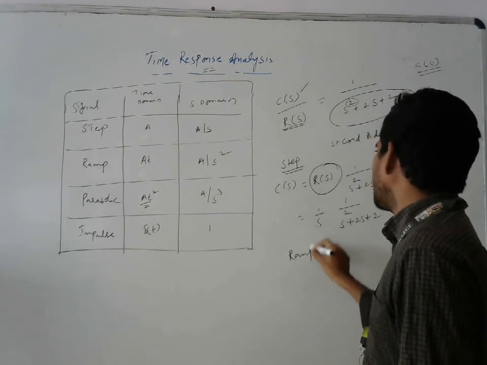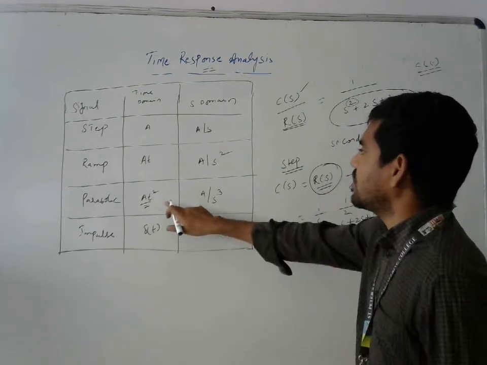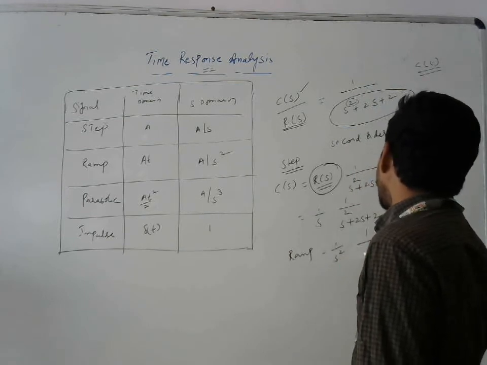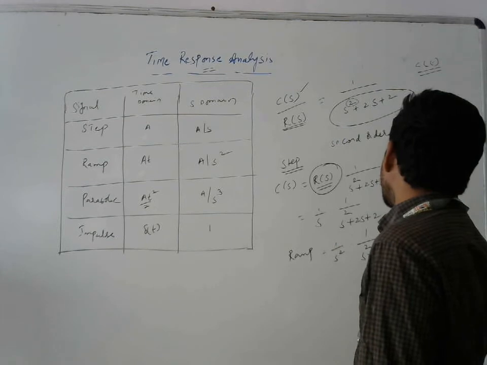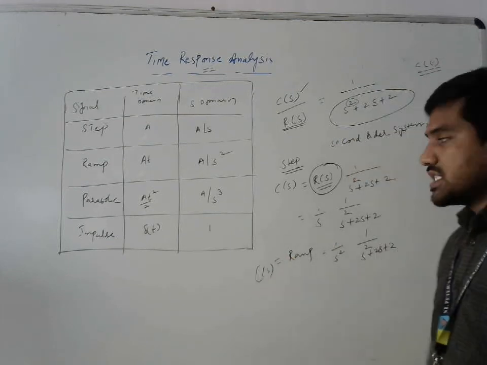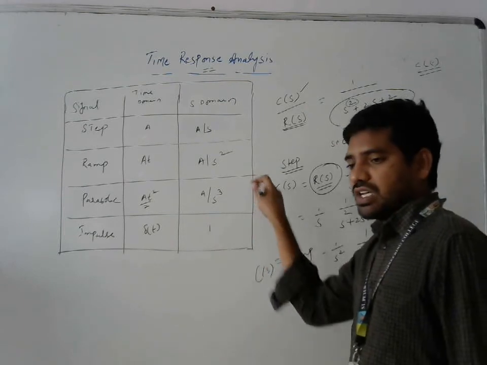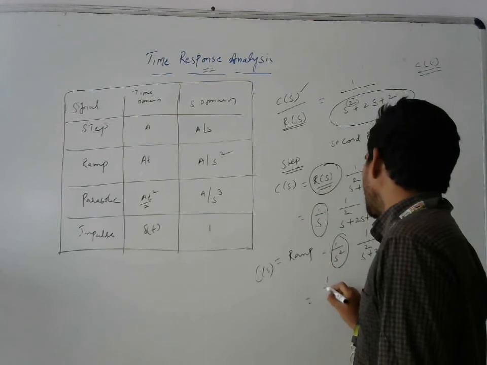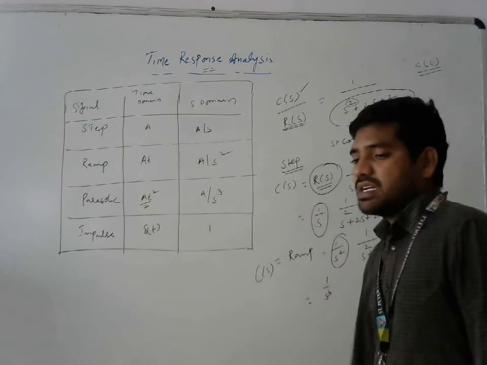In the place of R of S, we need to substitute how much? A by S square. That means 1 by S square into 1 by S square plus 2S plus 2. What is this value? This value is only the C of S value. Similarly, if I am asking you the parabolic signal, in the place of these things, you need to apply 1 by S cube. This will become a ramp signal.